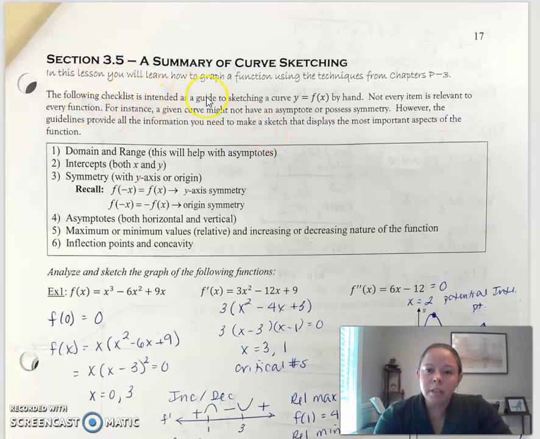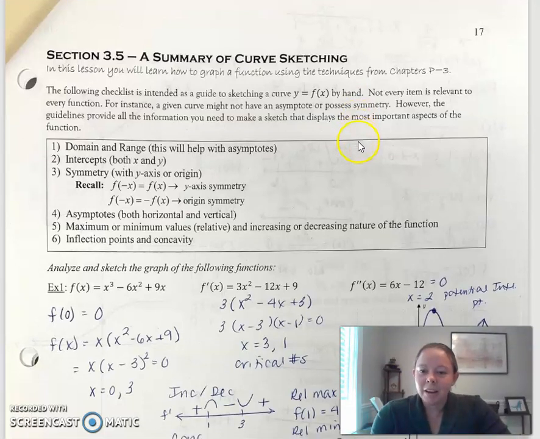So the following checklist is intended as a guide to sketching a curve y equals f of x by hand. Not every item is relevant to every function, for instance. You might have a polynomial function and we don't need to know asymptotes, obviously. And sometimes symmetry is helpful when you're sketching a function, but usually I realize after the fact, oh yeah, I could have used symmetry.